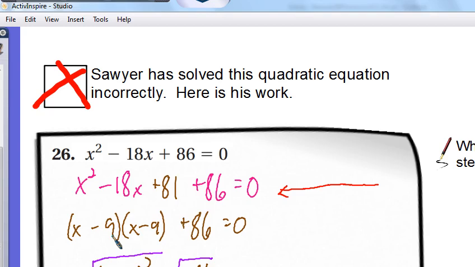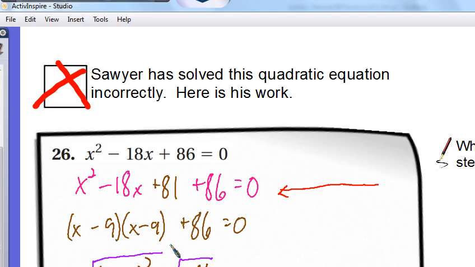Because you said two identical factors to make them. Aren't these identical though? Yeah, they are. x minus 9 and x minus 9? Yeah. Are you saying those are the wrong identical factors? Yeah. Why is that? Because, actually, he forgot to put the division sign of 2.